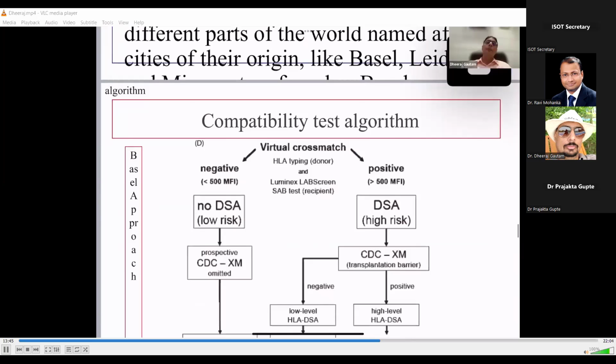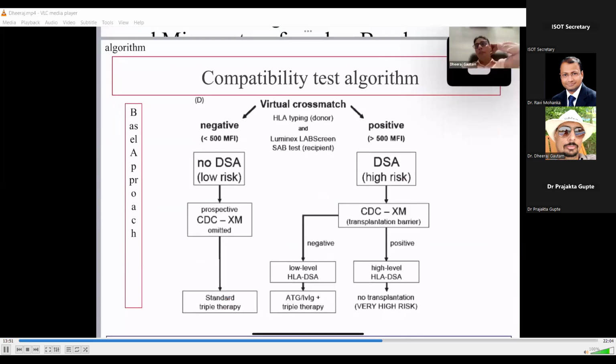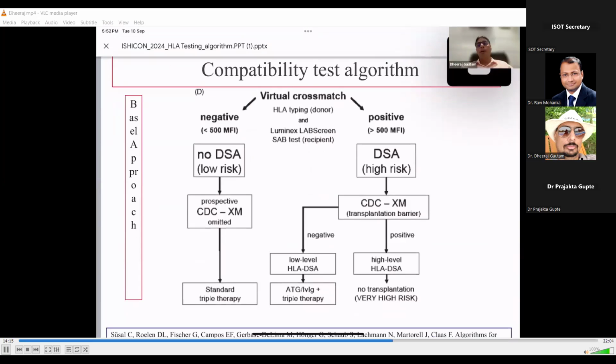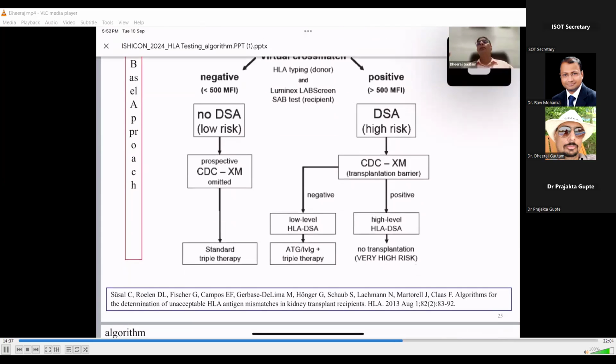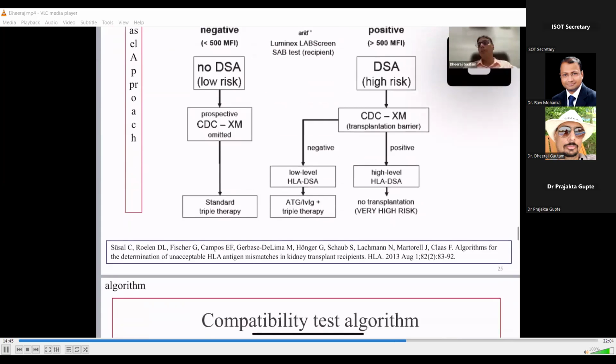So this is the Basel approach, in which the virtual cross-match is done between HLA typing of the donor and Luminex screening of the recipient. If the reading is less than 500 MFI and there is no DSA, you omit the CDC cross-match and straightaway go for the standard triple therapy. If it is positive, more than 500 MFI, and DSA is high risk, then you do the CDC cross-match. If it is negative and there is a low level of HLA DSA, then you give ATG, IVIG, and triple therapy. If it is a high level of HLA DSA, then there is no transplant. It is a very high risk.